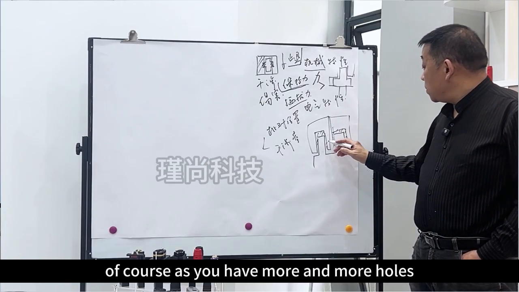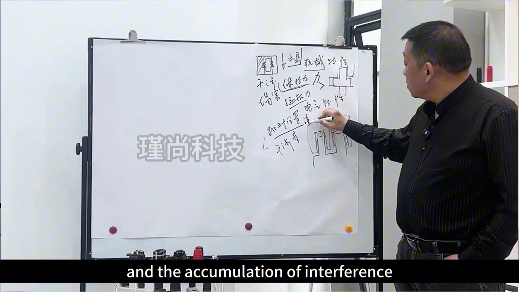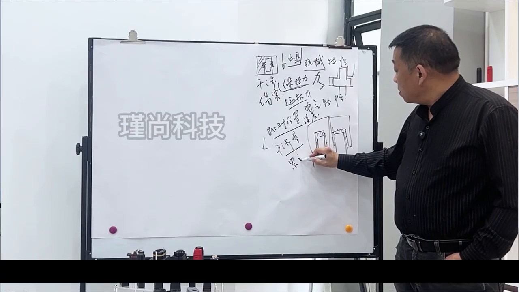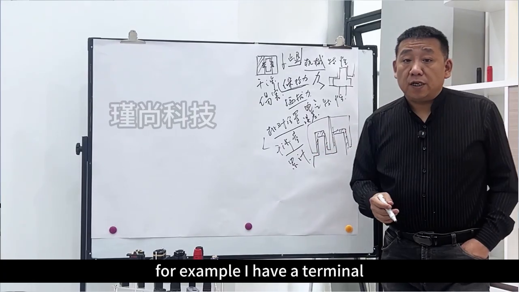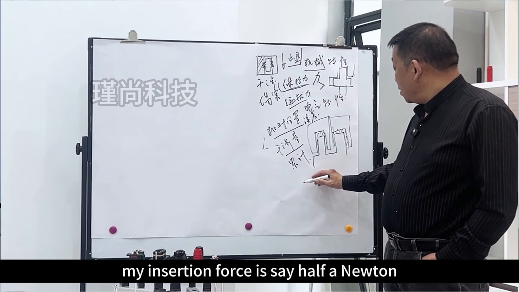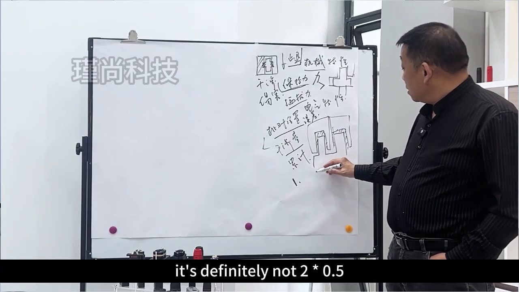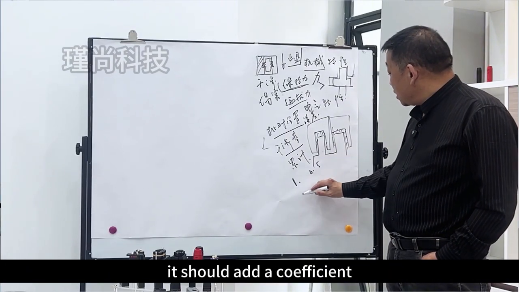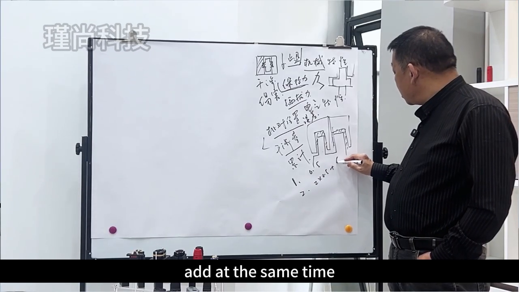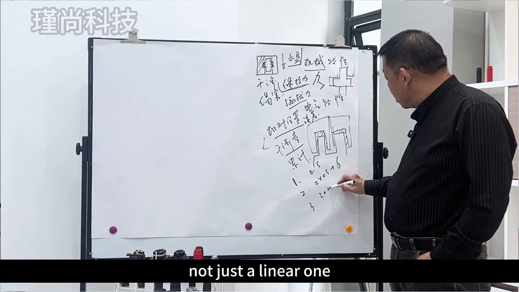Of course, as you have more and more holes, the error of the relative position itself and the accumulation of interference will cause your plug-in force to become non-linear. It goes up geometrically. For example, I have a pair of terminals. In the case of one terminal, my insertion force is, say, half a newton. In the case of two terminals, it's definitely not 2 times 0.5. It should add a coefficient. In the case of 3, it should be 3 times 0.5 with coefficients added at the same time. It goes up exponentially, not just linearly.